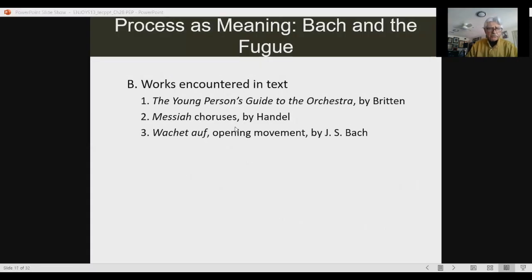Actually, we already did sample some fugue music from the text in Handel's Messiah and his choruses. There's a lot of fugues that he uses. So in vocal music, you can have fugues as well. And then in the Bach cantata, Wachet auf, the opening movement is actually a fugue. And the last piece we're going to list for this absolute music is from chapter 11, I think. We haven't listened to it, but it's The Young Person's Guide to the Orchestra by Benjamin Britten, written in the 20th century, which really is variations and fugue on a theme of Henry Purcell.